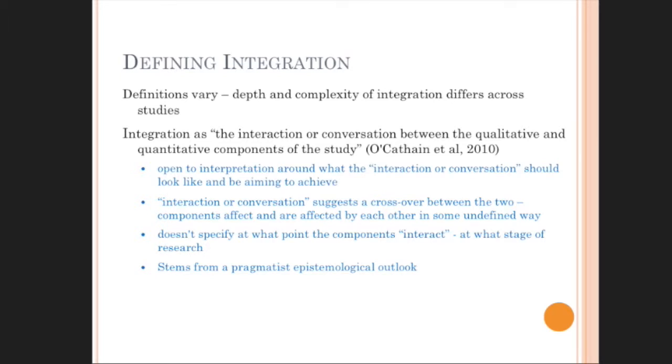Okay, so in the Euclidean study, they talk about integration as an interaction or conversation between qualitative and quantitative components. And I thought actually that's quite a nice definition, because it gives you this openness about what the interaction and the conversation might look like and at what levels that interaction might occur. Will it occur at the method level, the data level, the findings, interpretation level? And it also suggests that they affect each other.